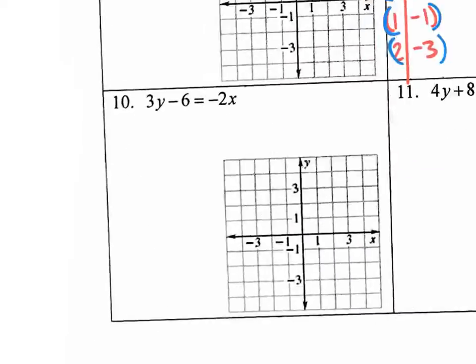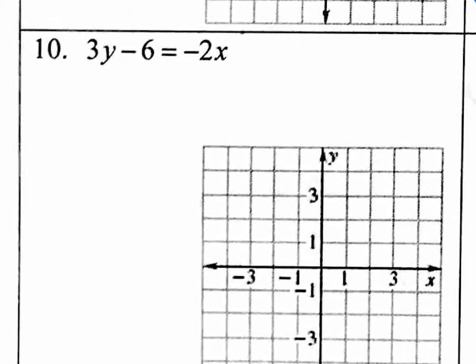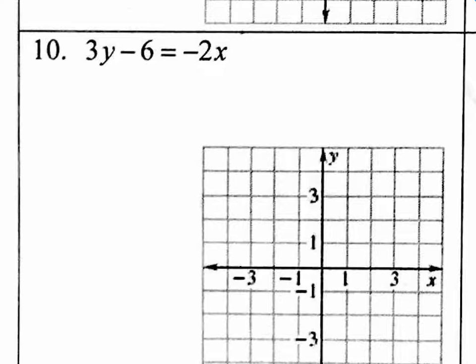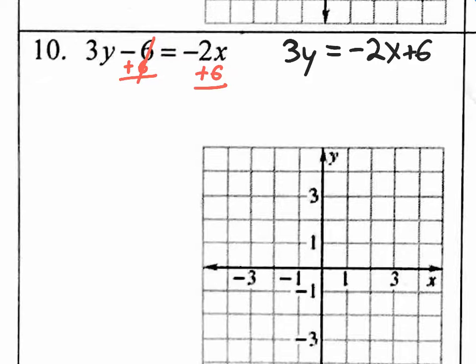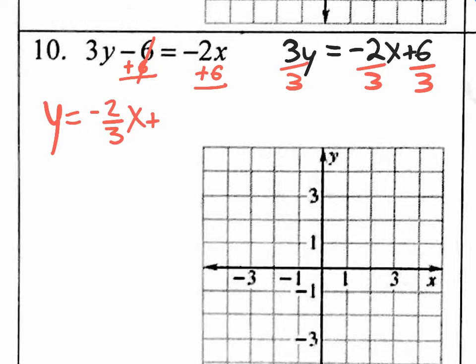10. I want to get y by itself. So I'm going to go plus 6 first. Plus 6, which I cannot do, so I'm going to rewrite it. I'm going to have 3y equals, rewrite it, negative 2x plus 6. To get rid of that 3, I need to divide by 3, divide by 3, divide by 3. So my new function form equation is y equals negative 2 over 3x plus 2.